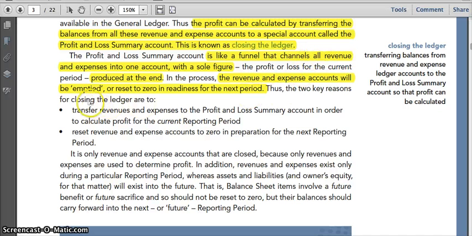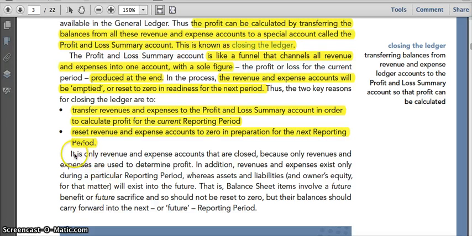So we do this for two key reasons. We need to transfer the revenue and expenses to the profit and loss summary account in order to calculate the profit for that current reporting period. And then we need to reset the revenue and expense accounts to zero in preparation for the next period.